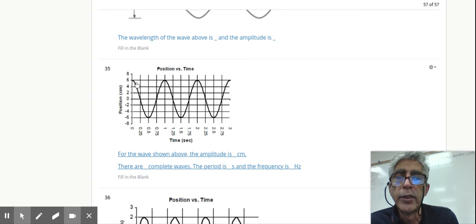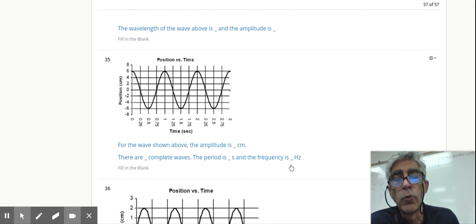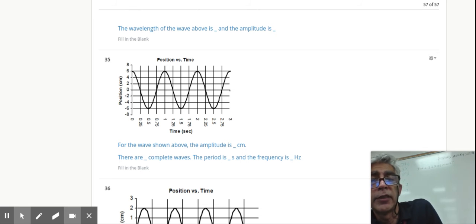And we can see that there are 1, 2, 3 complete waves. And the period is 1 second, the time taken from here to there. So you can measure that. You can even go from here to there, 1.5 minus 0.5, which again gives you 1 second. And so the period will be 1 second, and the frequency would be 1 hertz, which is just 1 divided by 1, which happens to be the same in this case.